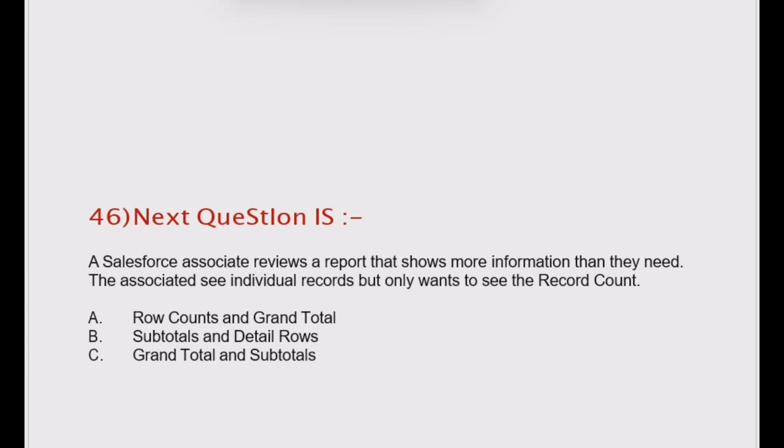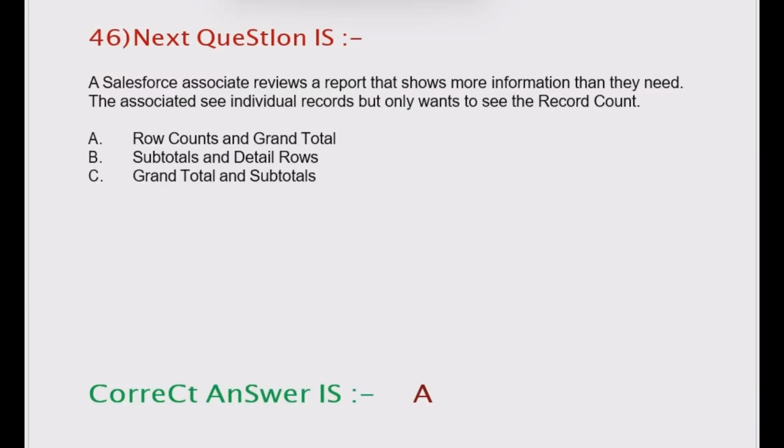Question is, a Salesforce associate reviews a report that shows more information than they need. The associate sees individual records but only wants to see the record count. Option A, row counts and grand total. Option B, subtotals and detail rows. Option C, grand total and subtotals. Correct answer is option A.